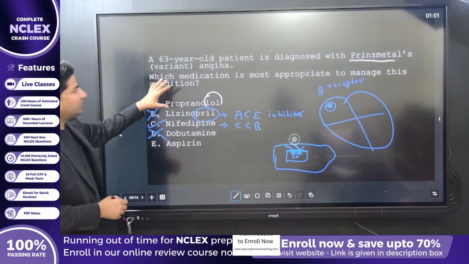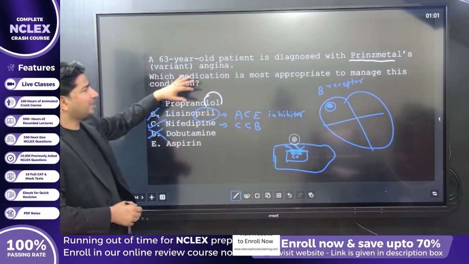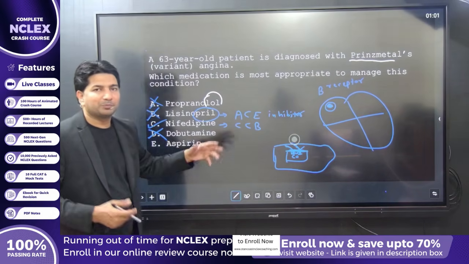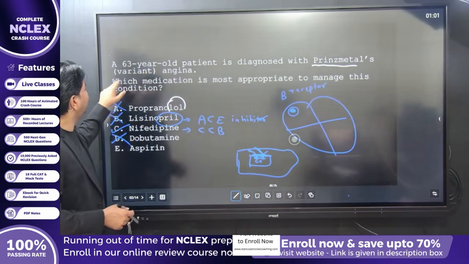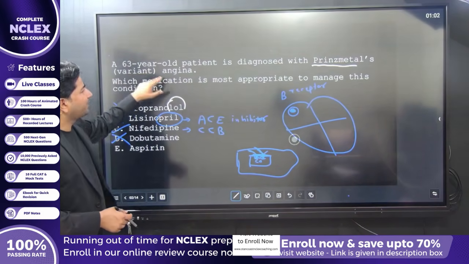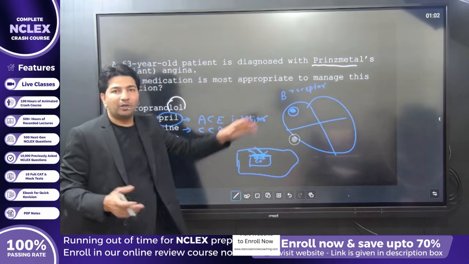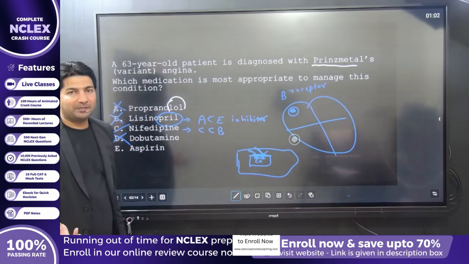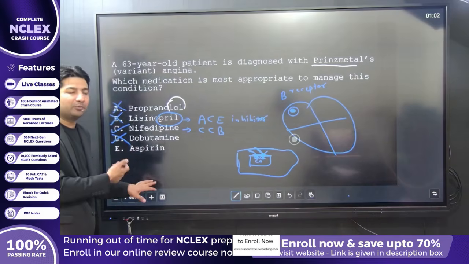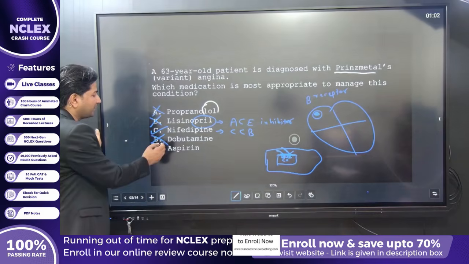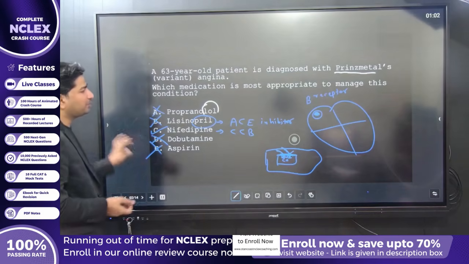Aspirin. Some students might choose aspirin thinking it's angina pectoris and will give aspirin to prevent a clot, but that's not the case here. Because in this type, meaning our variant angina or Prinzmetal's angina, there's no clot or fat plug. What happens is a coronary artery spasm. So we don't need a drug that prevents clot formation. We need to choose a drug that stops the spasm.